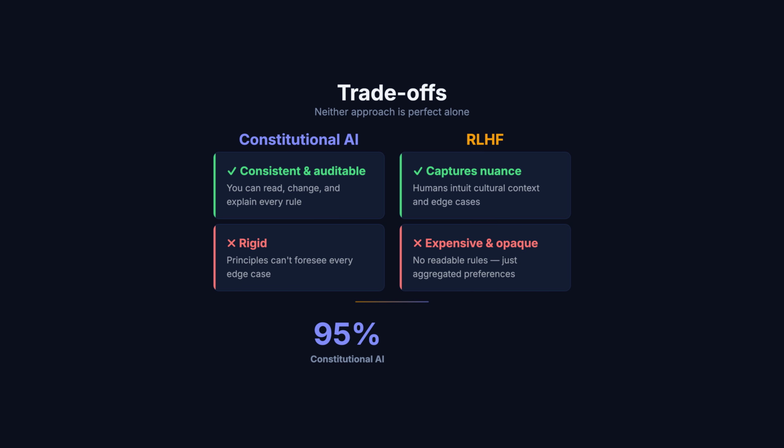The real answer? Modern models use both. Constitutional AI handles the 95%, the predictable cases where clear principles apply. Human feedback handles the 5%, the edge cases, the cultural nuance, the novel situations no one anticipated. It's a hybrid, and it's working.